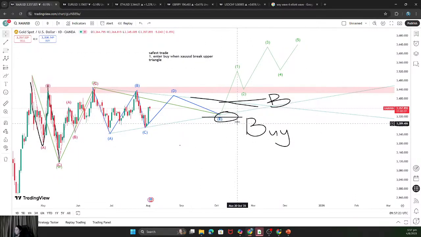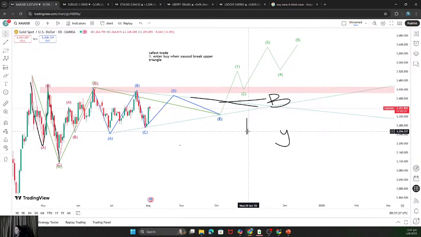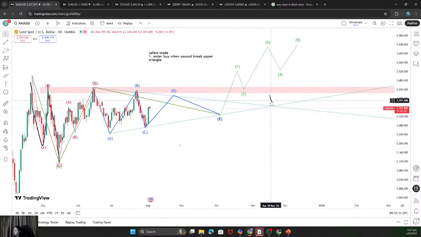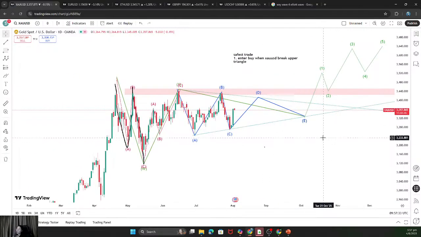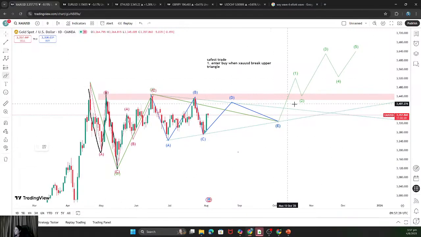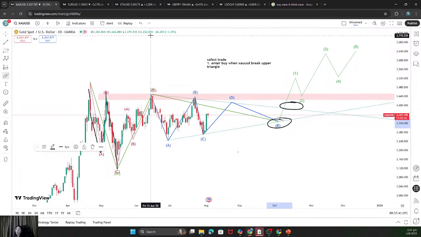In the meantime, I'm not going to trade gold at all. This is literally my analysis for XAUUSD. Whatever you want to do with this information is totally up to you. But I personally will not trade gold until this break happens or until E ends. We'll see. By the time it comes, I'll decide again.